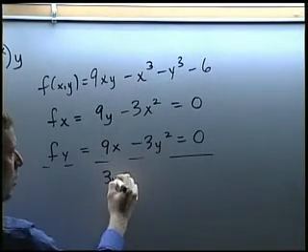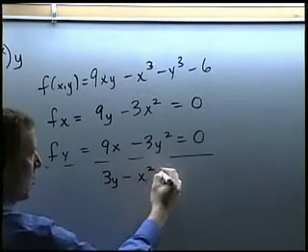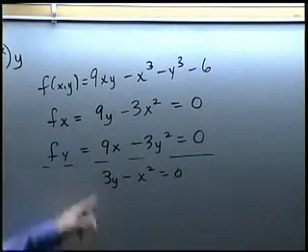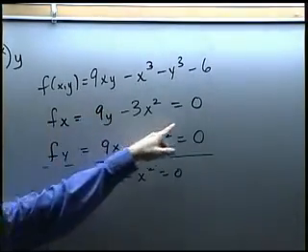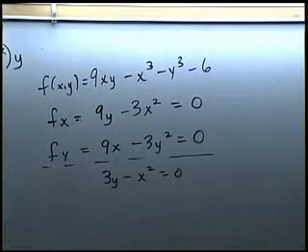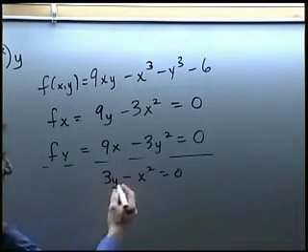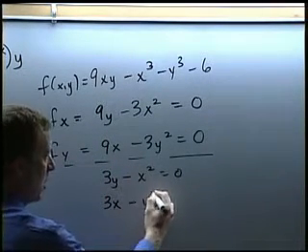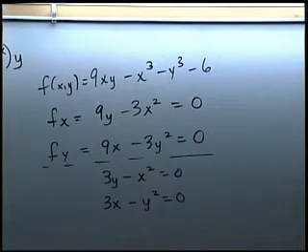So I've got 3y minus x squared equals 0. Right? I just factored out a 3 and then divided that off. 0 divided by 3 is 0. Okay? I can do the same thing in the second equation. 3x minus y squared equals 0. Okay, so that's a little better start. Okay, what do we want to do next?